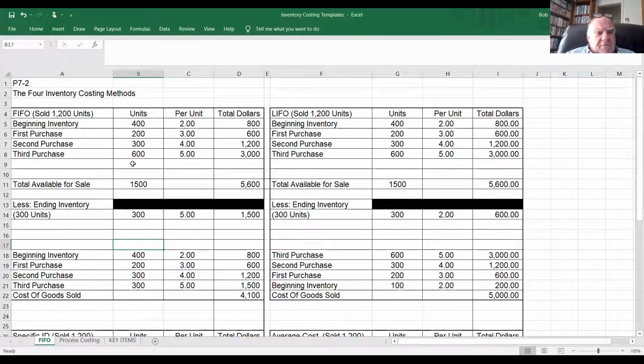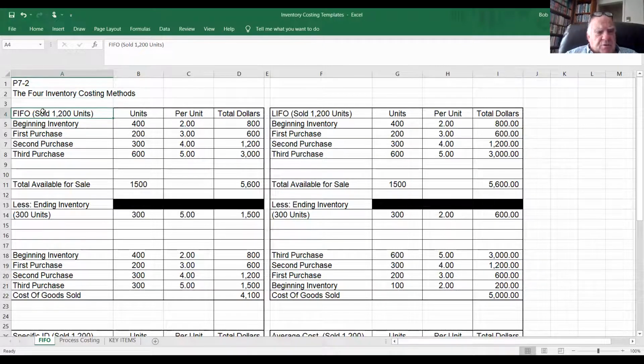We have LIFO, FIFO, weighted average, and specific ID. Let's start with FIFO. FIFO is the most normal one, I would think you'd say. It is the method that's easiest to use, and I would say most companies do use FIFO for that reason. So let's take a look at what we have here.